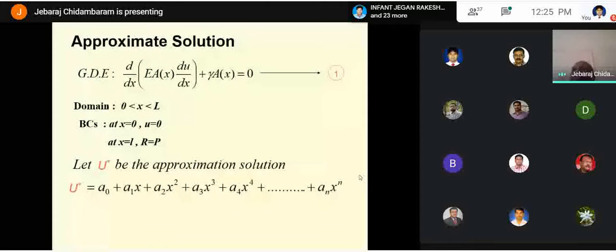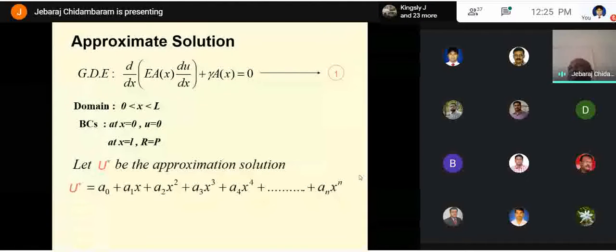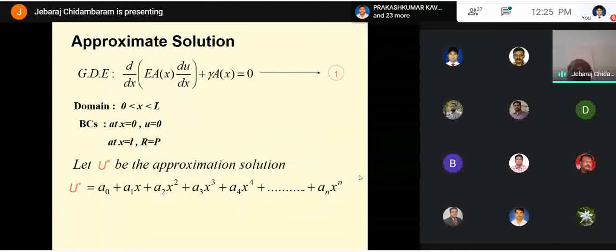When you said let u star be the approximate solution, you have put 'let'. u star can be anything. You can say that the approximate solution u star is sin x, or that u star equals exponential x, or that u star is equal to sin hyperbolic x. It can be anything.